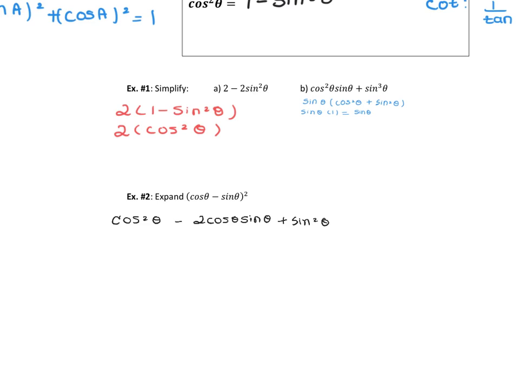Now, is there anything I can do with that? Or is it completely simplified? Yeah. Can you change cosine squared theta plus sine squared theta to 1? Yes. The cosine squared theta and the sine squared theta, those make a 1. So you end up with 1 minus 2 cosine theta sine theta.